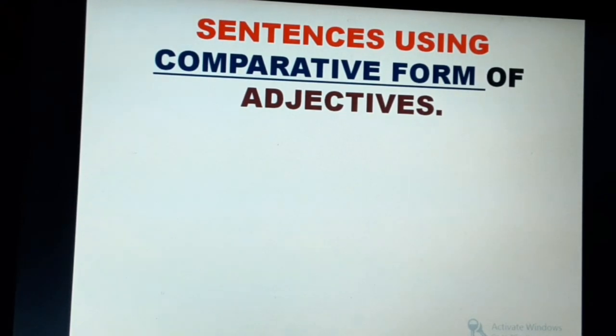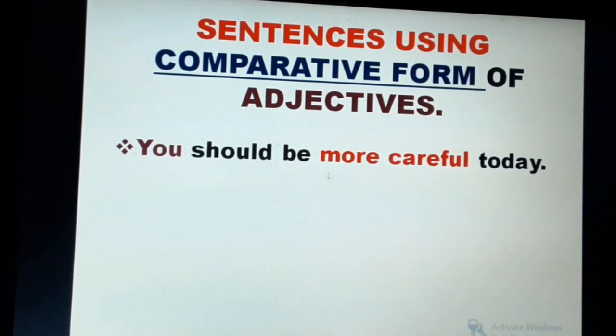Sentences using comparative form of adjectives. Welcome, and in the previous video, we looked at comparative form of adjectives. And today we are going to look at sentences using comparative form of adjectives. Okay, let's start.